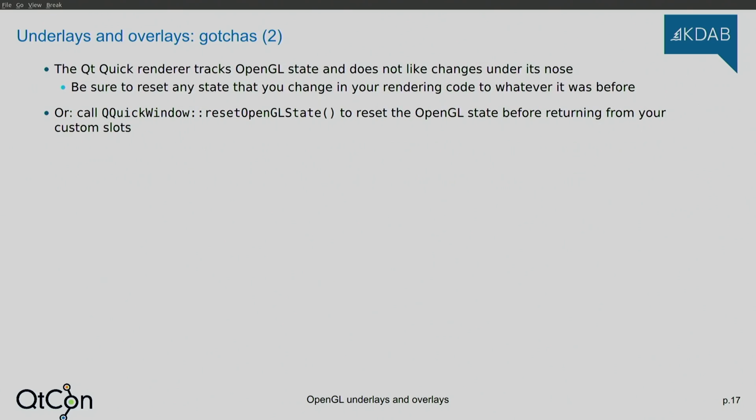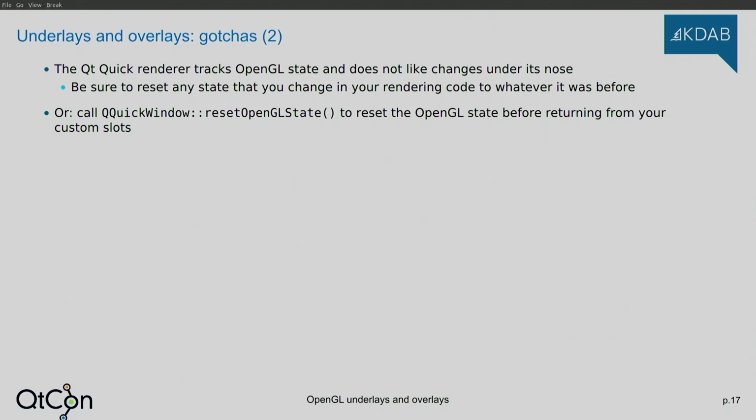There's a further gotcha here, which is that the Qt Quick renderer is a bit advanced and it tracks OpenGL state. It tracks it in a way that it does not like if you change OpenGL state under its nose. Okay, so how can I do that if I don't want to touch my own legacy code? I cannot. A solution would be to keep track of all OpenGL state that I touch and reset it to whatever it was before. But sometimes it's just impossible, it's error prone, I don't want to do that.